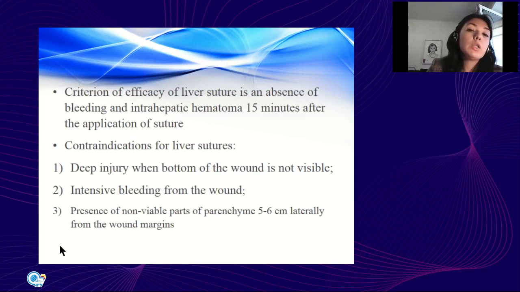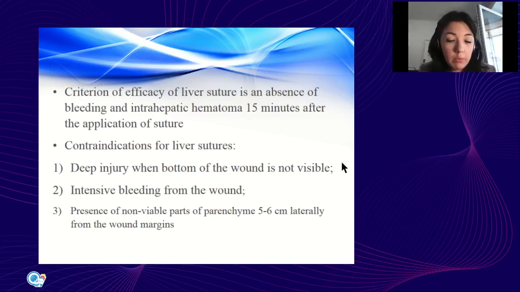Okay. So criterion of efficacy of liver suture is an absence of bleeding and intrahepatic hematoma 15 minutes after the application of suture. So we apply the suture and we are waiting. Well, certainly we are not just standing and praying, we are doing something else. But after 15 minutes, we check the suture again. And if there is no bleeding, and if there is no hematoma in the region of the suture, it means suture is good. What are the contraindications for liver sutures?